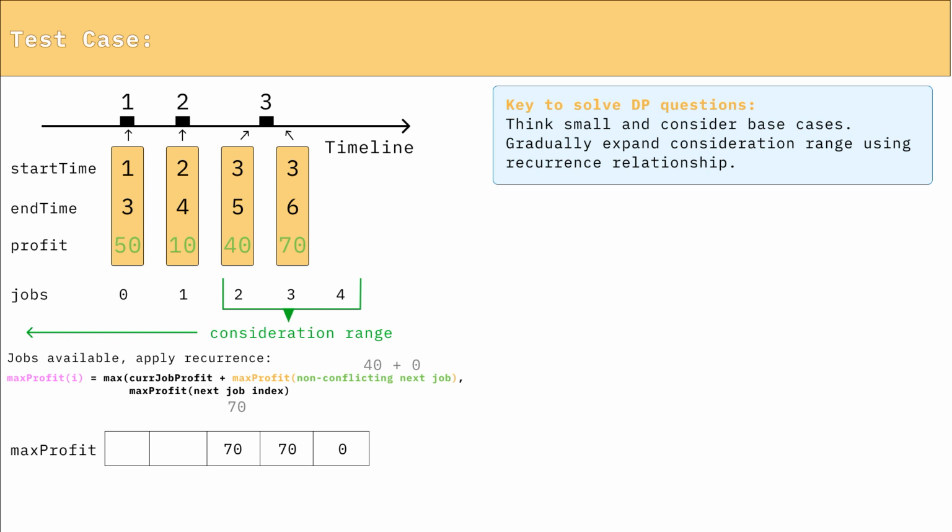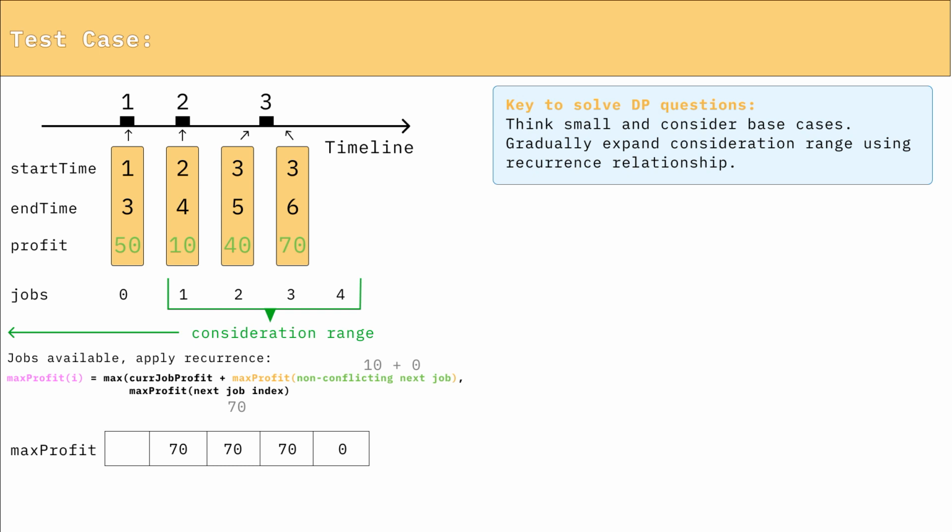We now add the job at index 2 to our consideration range, and consider the maximum profit that we can gain if we have jobs starting at index 2. If we take index 2, this means that we are not allowed to take any other jobs in our list because taking other jobs will cause a time conflict. Therefore, the profit we can gain by taking this job is just 40, while if we choose to skip this job, we can have a profit of 70. We choose the higher one, which is 70, and we put 70 at index 2 of our max profit array.